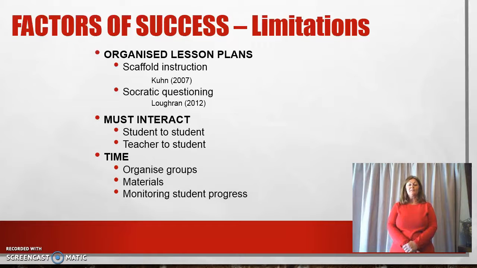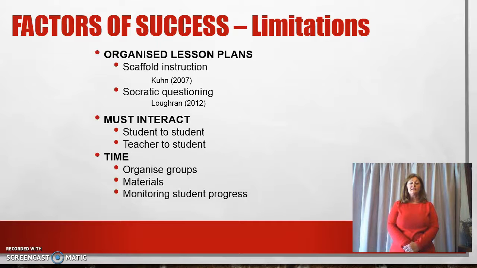In having a look at the limitations of constructivism, I would reframe these as the factors of its success. In order to implement into the classroom, these matters must be taken into consideration. And if not done properly, constructivism could get very messy. Teachers need to be organised and have well thought out lesson plans to consider how scaffolding and sporadic questioning will be implemented as part of a learning methodology to ensure that students get the most out of all learning opportunities.